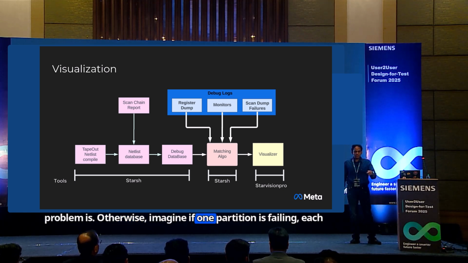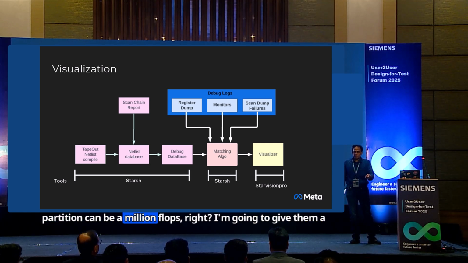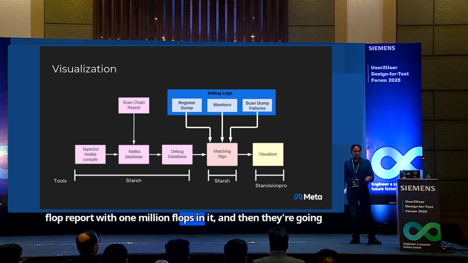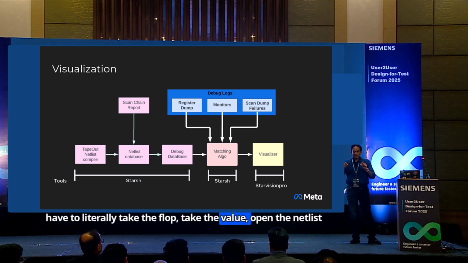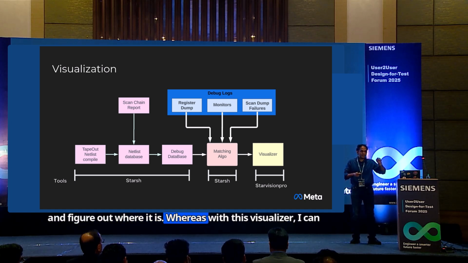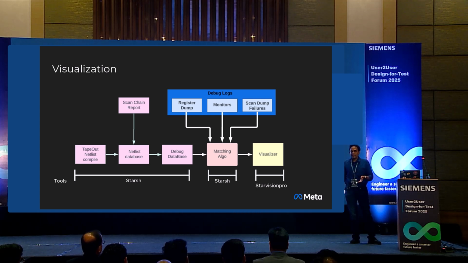Otherwise, imagine if one partition is failing, and each partition can be 1 million flops, right? I'm going to give them a flop report with 1 million flops in it, and then they're going to load it, and another file will just have ones and zeros. They have to literally take the flop, take that value, open the netlist, and figure out where it is. Whereas with this visualizer, I can quickly see what is happening.